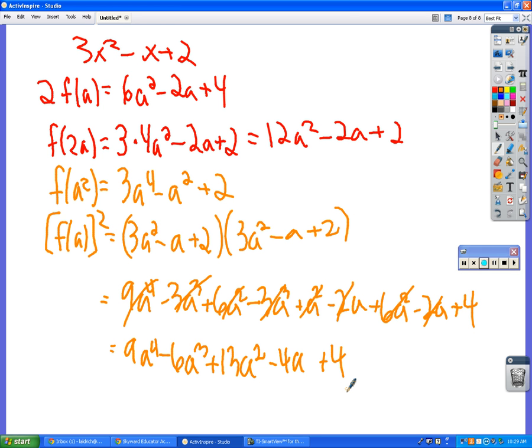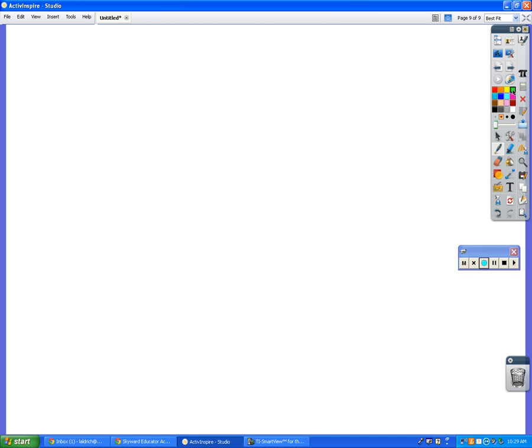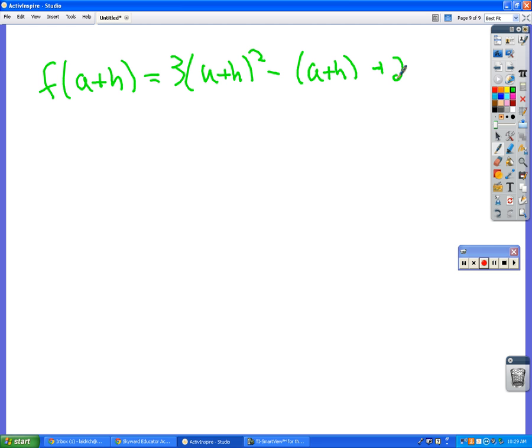The order matters. If you plug in a squared, that's different than if you plug in a and then square it. And like I have alluded to a couple of times already, we really are going to have lots of fun with this a plus h thing. So this would be 3 times a plus h squared minus a plus h plus 2.